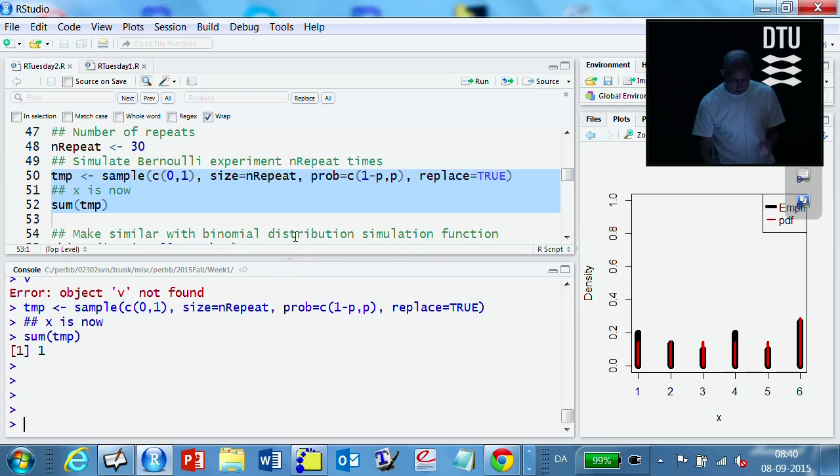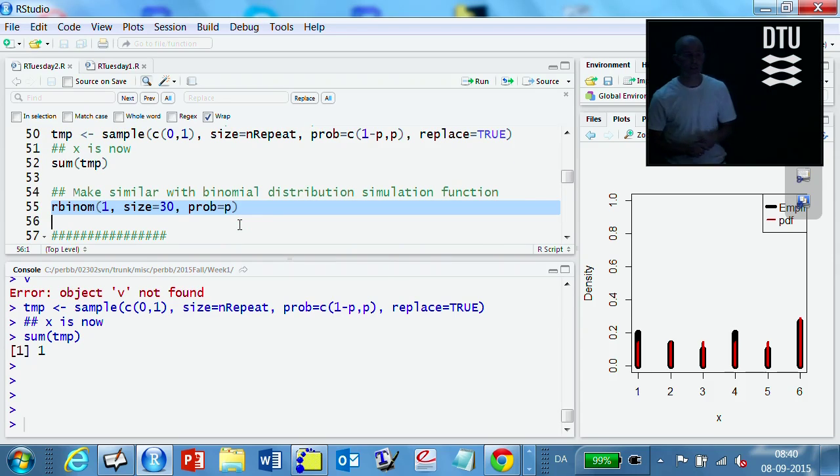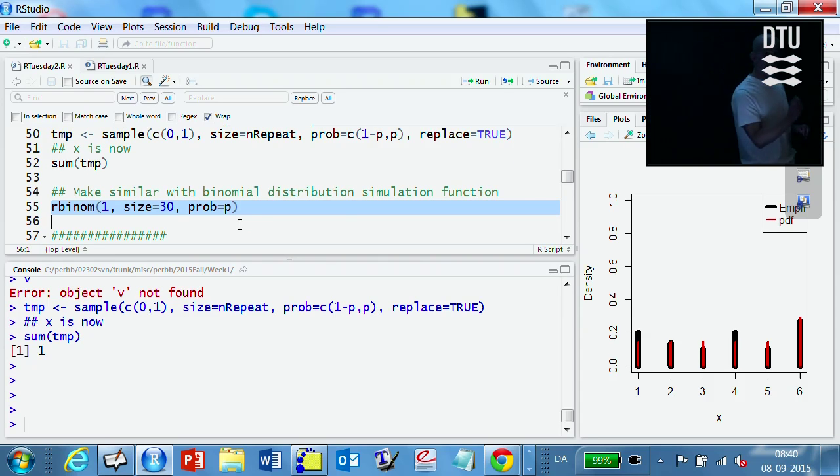Anyway, we don't have to do it this awkward way. Such simulation functions are already built into R for us. So there is an rbinom function that gives random binomial numbers.